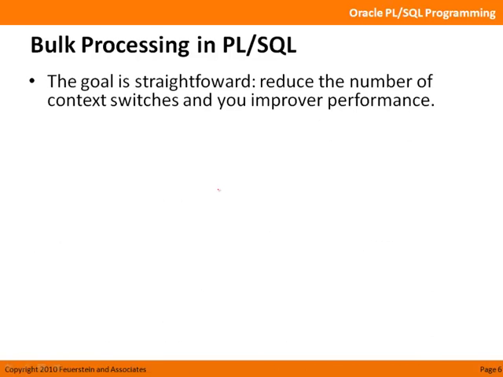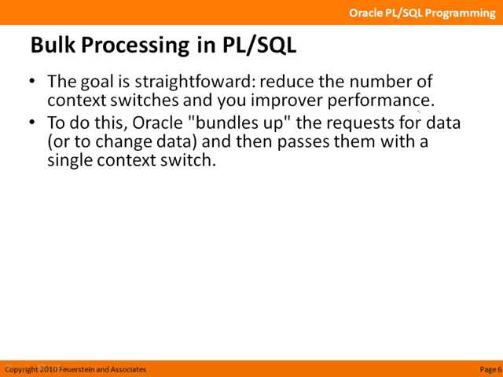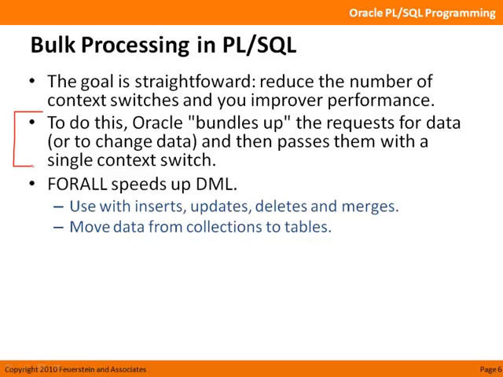So the core idea in the bulk processing features that we're going to explore in this series is quite straightforward. Reduce the number of context switches, and you improve the performance. We'll reduce the cost of each switch, but even better is let's avoid doing a context switch altogether. And that's what you get with this new feature in Oracle. Essentially, Oracle bundles up the request for the data, in other words, querying data or even changing data, and then communicates that request to the SQL engine with a single context switch rather than multiple context switches.